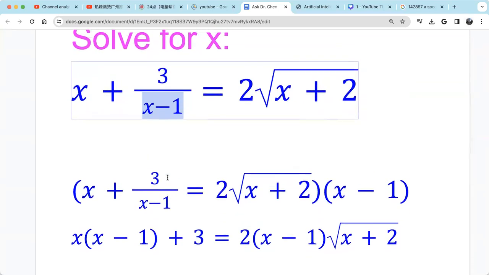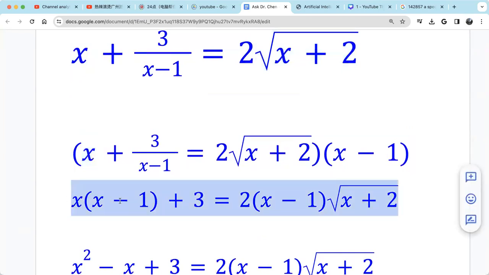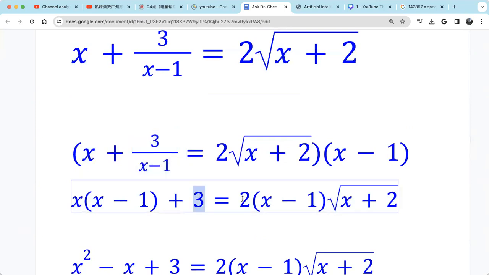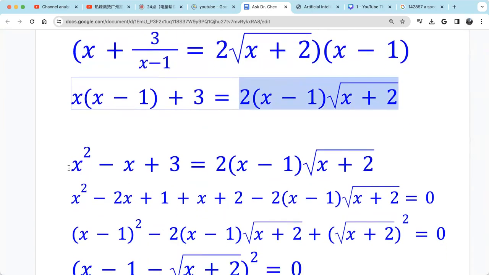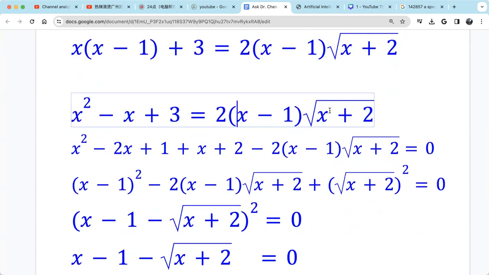So basically we multiply. We have three terms: this linear term, this rational term, this square root term. So we multiply by x minus 1 with every one of them. Then the first term becomes x times x minus 1. The second term, 3 divided by x minus 1 times x minus 1, that's just 3. Then the right-hand side we multiply by the same term, x minus 1. And we simplify, right? We simplify the left-hand side, we get x squared minus x plus 3. The right-hand side, we have the linear term times a square root term.